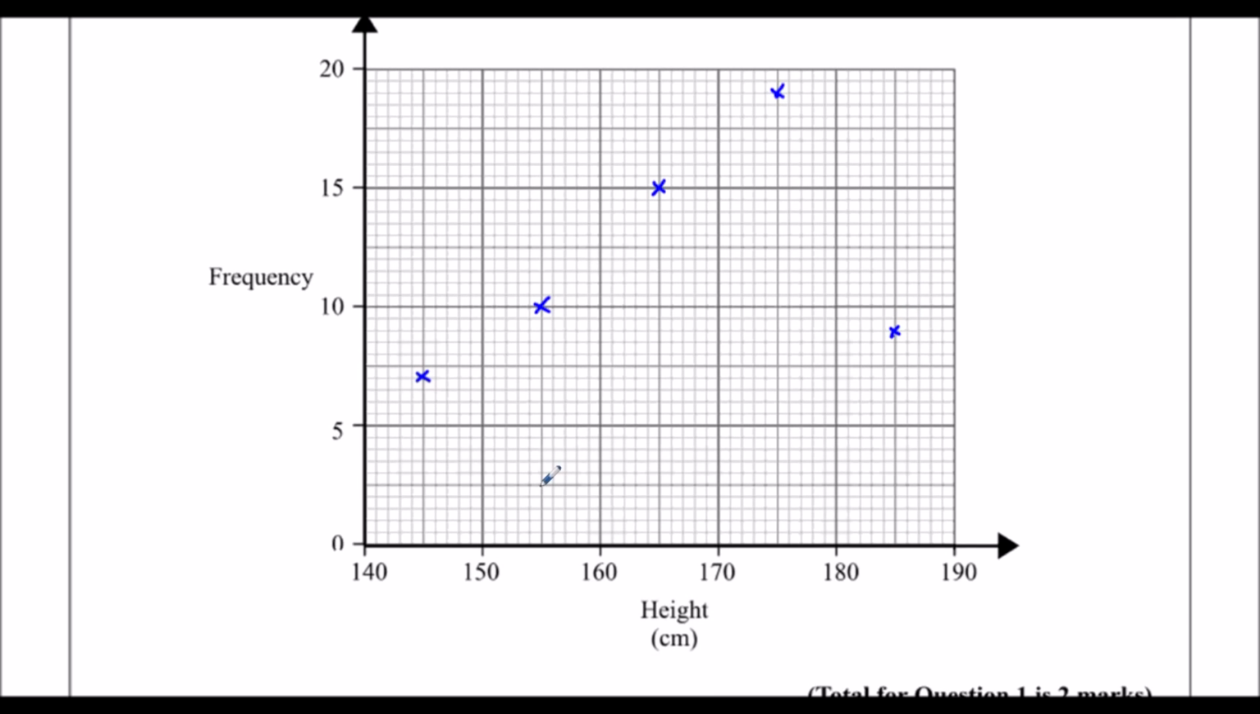Once we've plotted our points, we need to join them up using a ruler. So we get a ruler and we join up. We're joining up using straight lines, and that will complete our frequency polygon.